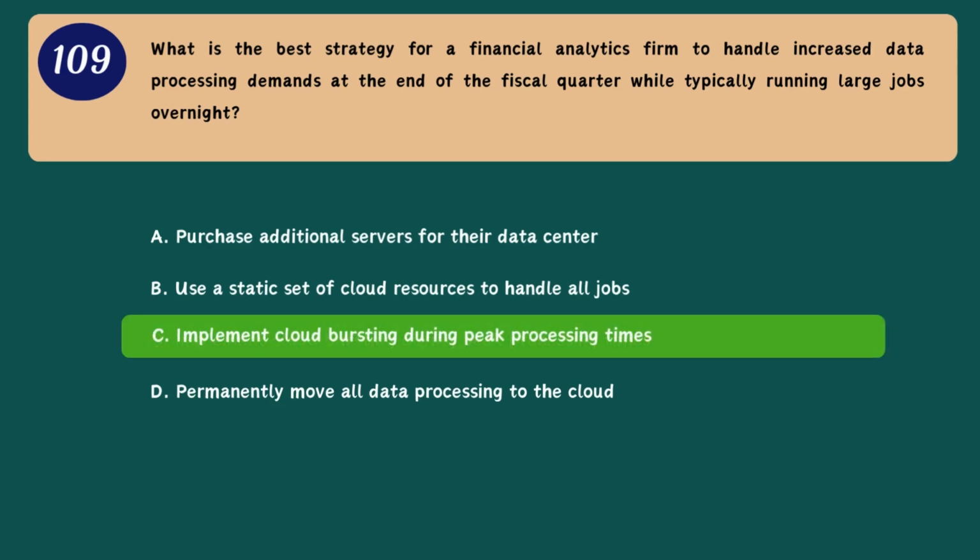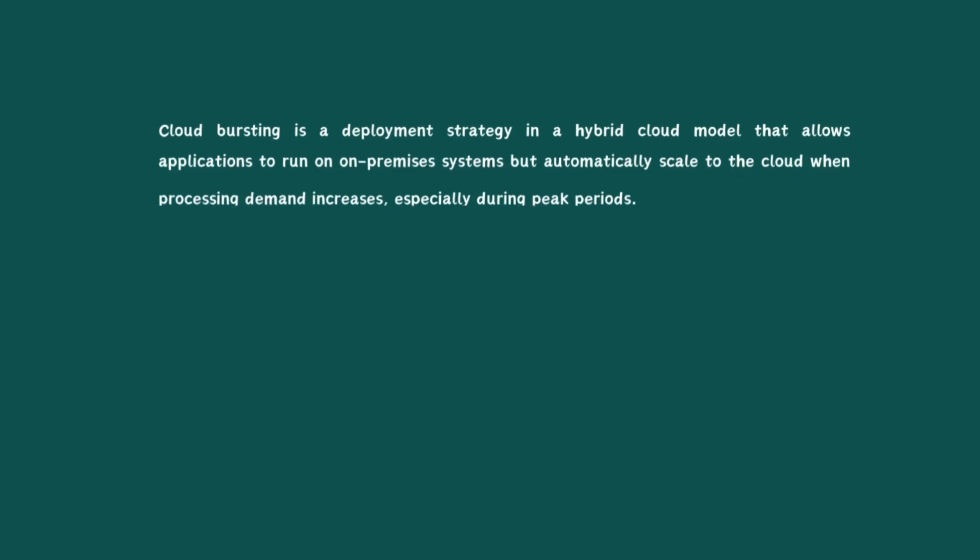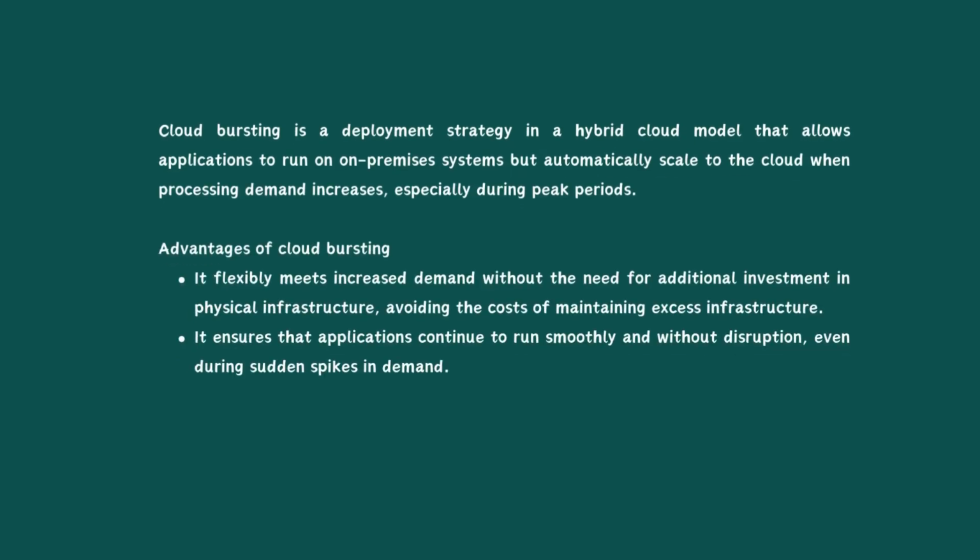Correct answer. C. Implement cloud bursting during peak processing times. Cloud bursting is a deployment strategy in a hybrid cloud model that allows applications to run on on-premises systems, but automatically scale to the cloud when processing demand increases, especially during peak periods. Advantages of cloud bursting: It flexibly meets increased demand without the need for additional investment in physical infrastructure, avoiding the costs of maintaining excess infrastructure. It ensures that applications continue to run smoothly and without disruption, even during sudden spikes in demand.